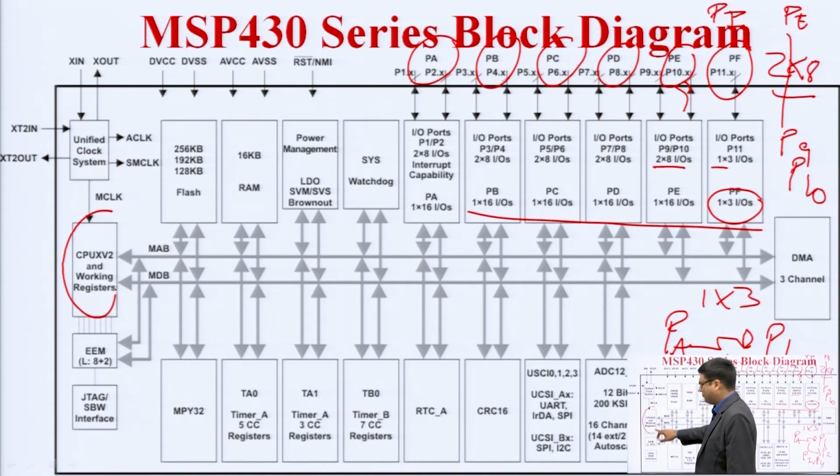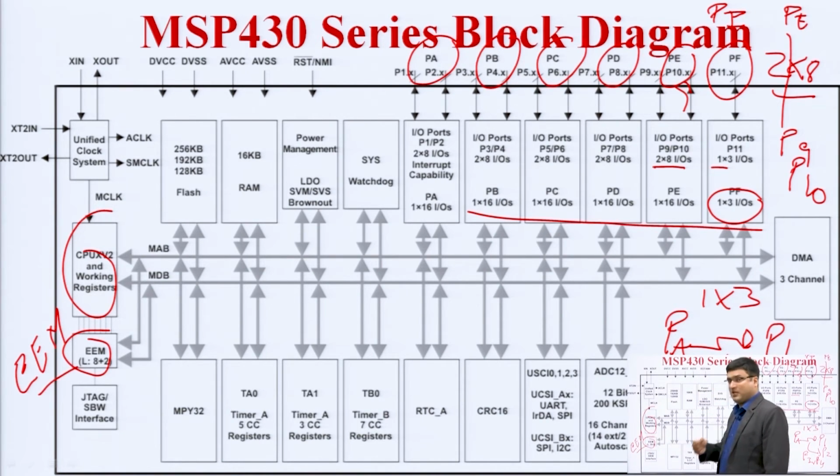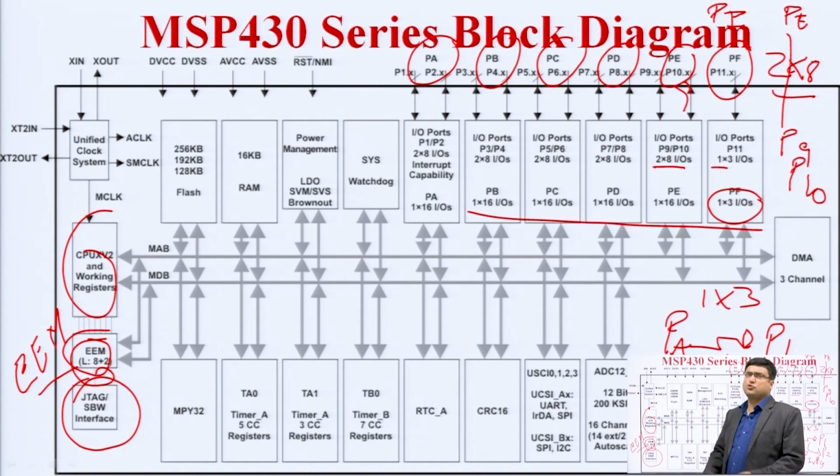After that, CPU. We know that the main processing task is carried out by the CPU only. Okay. EM, what is the meaning of EM? Enhanced emulator mode. Basically this is used for debugging the circuit. If there are any bugs in our MSP430 microcontroller, they will be fixed by the EM module. Okay. JTAG, Joint Test Action Group. Basically this is used for testing or verifying the circuit. So if any testing or verification is needed for the MSP430 microcontroller circuit, we need the JTAG, Joint Test Action Group unit.